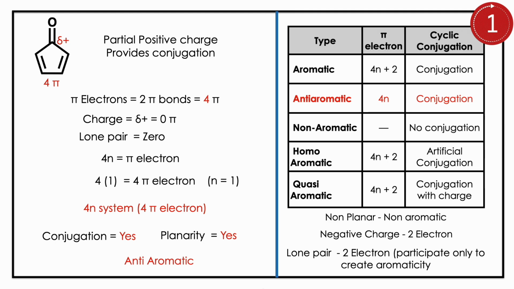Charge is 0, so lone pair also 0. So totally 4 pi electrons. So it's a 4n system with 4 pi electrons where n equals 1. The system has conjugation because the positive charge helps the conjugation, and planarity is definitely there because all are sp2 carbons. So 4n system, conjugated, planar, means the given compound is anti-aromatic.